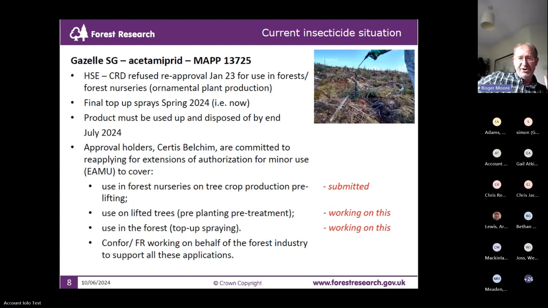Use on lifted trees, essentially pre-planting, pre-treatment, is being worked on at the moment, and a reapplication for use in the forest for top-up spraying is currently being worked on as well. So this is all in process. No approvals yet for Gazelle, but we're working very hard on behalf of the forest industry to support those applications for approvals. Next slide, please.